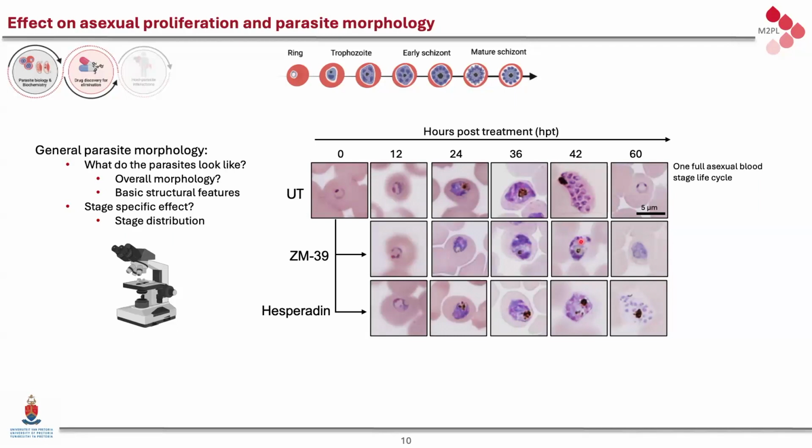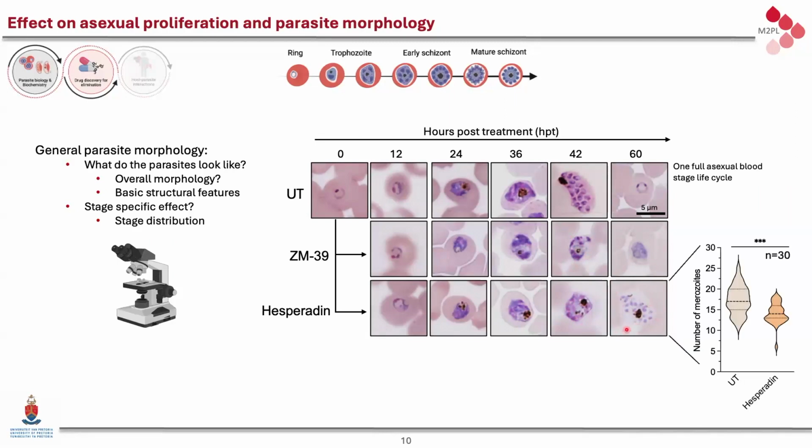These two inhibitors had a different phenotypic effect on the parasite, with parasites treated with ZM forming this enlarged food vacuole-like structure, while parasites treated with hesperidine had a delay in asexual proliferation and halted in a mature schizont-like state. I was then also able to count the number of merozoites within these halted schizonts and compare that to untreated parasites. And I found that the schizonts treated with hesperidine had significantly fewer merozoites present within them.